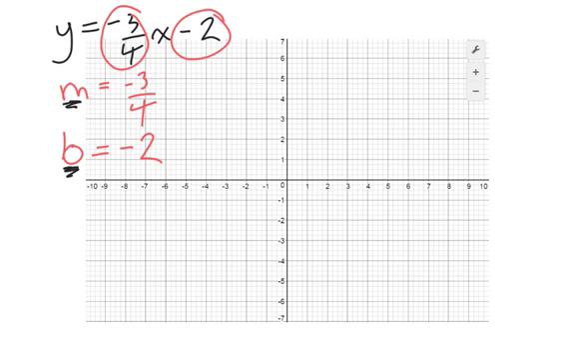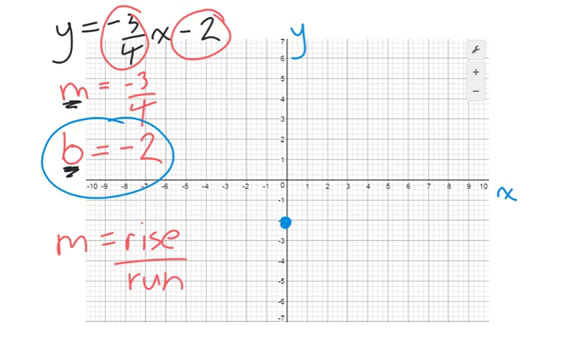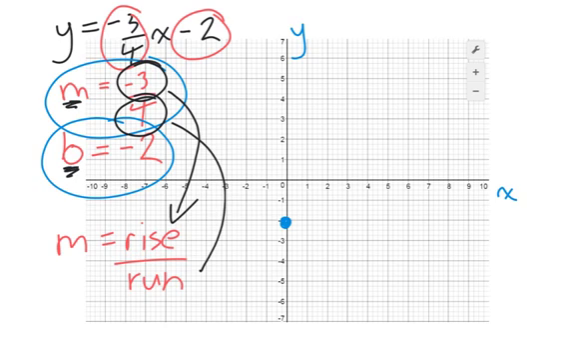We're going to start with our y-intercept. Don't forget, this is the y-axis, that is the x-axis. Therefore, the y-intercept is negative 2. And I'm going to draw a little dot where negative 2 is, and it is right over there. If you recall, slope is also equal to rise over run. Therefore, if you look back at our slope value, negative 3 is going to be the rise, and positive 4 is going to be the run. Let's go ahead and use this slope value to create a second coordinate.